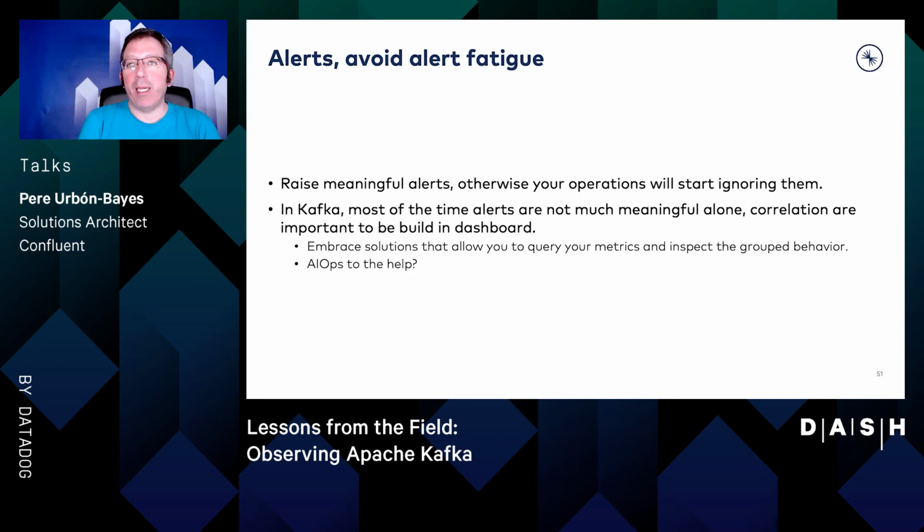And here's an embrace from the field: always raise meaningful alerts, otherwise your operation team is going to start ignoring them. And in Kafka, sometimes the alerts are a correlation. So it's not just one metric, it's this metric together with 2 more. And this is what makes nice charts and group charts, and especially things like applying time series analysis, something very powerful for Kafka.